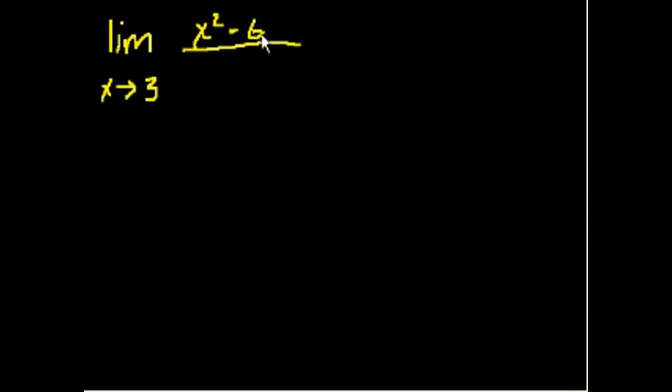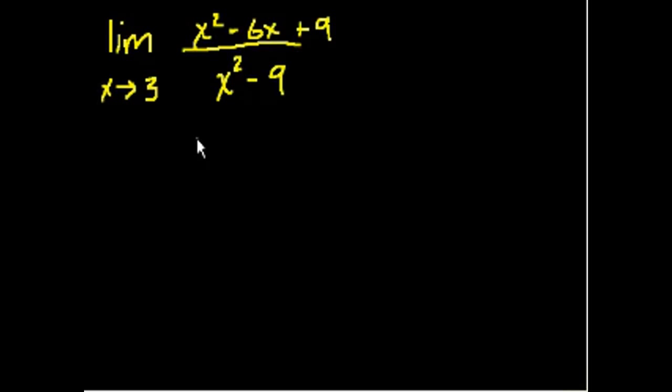Let's do some more limit examples. So let's get another problem. See, if I had the limit as x approaches 3 of, let's say, x squared minus 6x plus 9 over x squared minus 9.